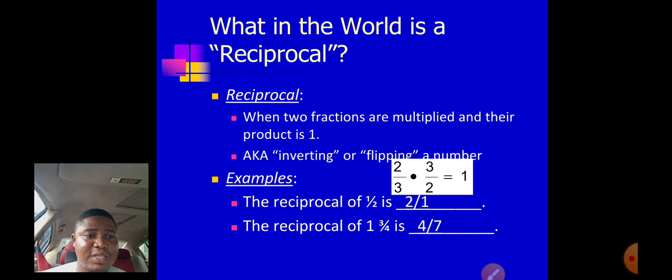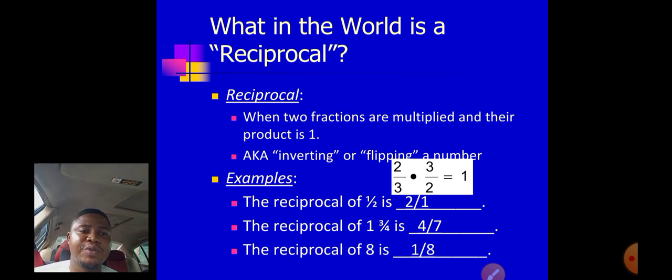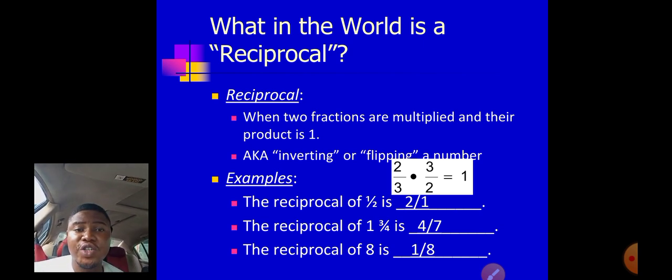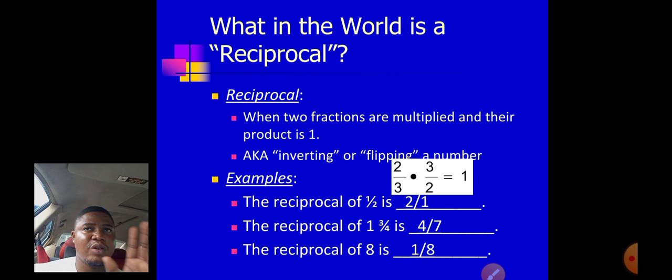I hope you're getting it. Another example before I move on: the reciprocal of a whole number, 8. The reciprocal of 8 will be 1 over 8. We just flip it. You regard 8 standing alone, and if you put it in a fraction it is 8 over 1. So flipping it, you have 1 over 8. We just need to understand that as a subtopic under multiplying and dividing, because we are going to use it in division.